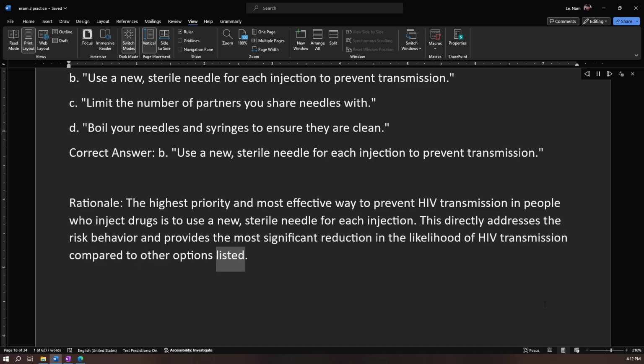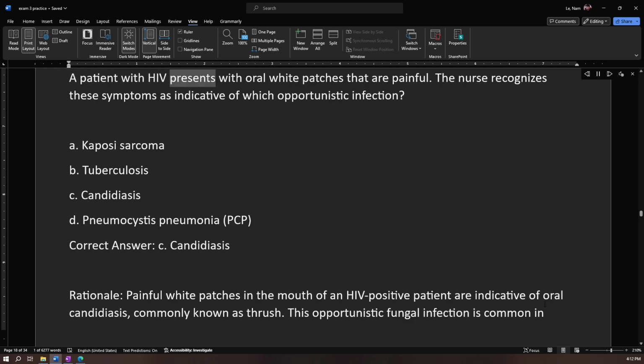other options listed. A patient with HIV presents with oral white patches that are painful. The nurse recognizes these symptoms as indicative of which opportunistic infection? A. Kaposi sarcoma. B. Tuberculosis. C. Candidiasis. D. Pneumocystis pneumonia, PCP. Correct answer, C. Candidiasis.